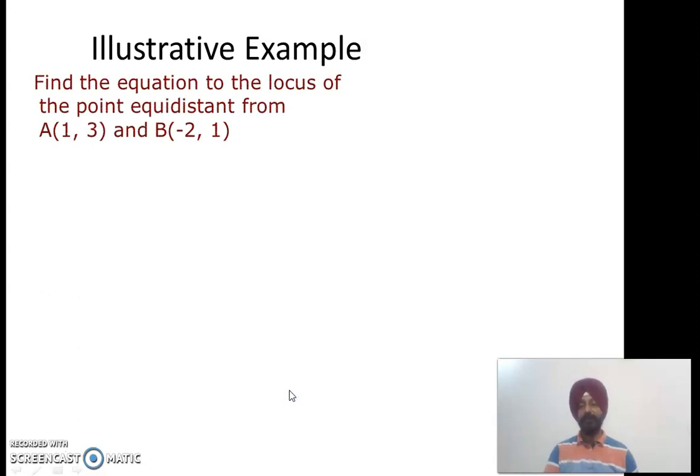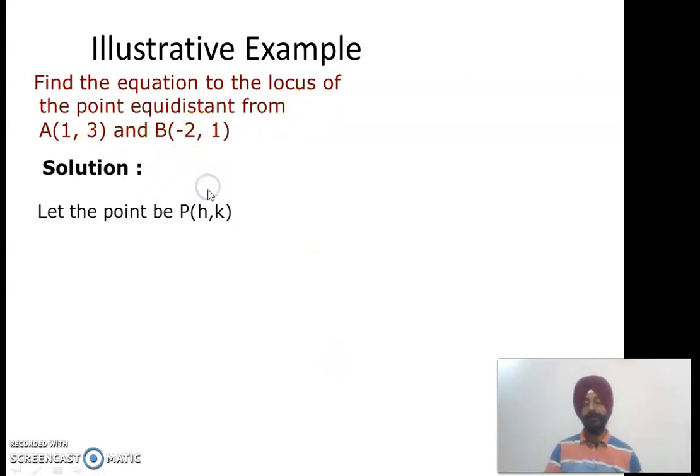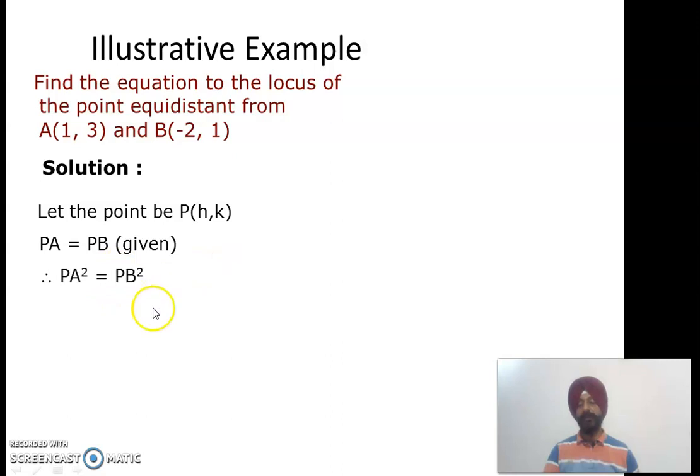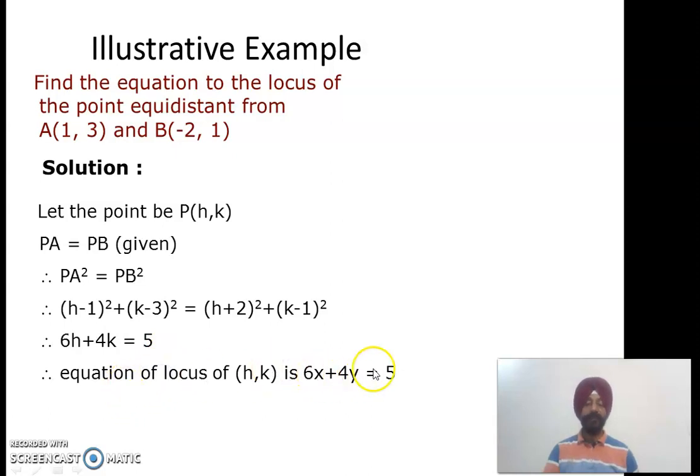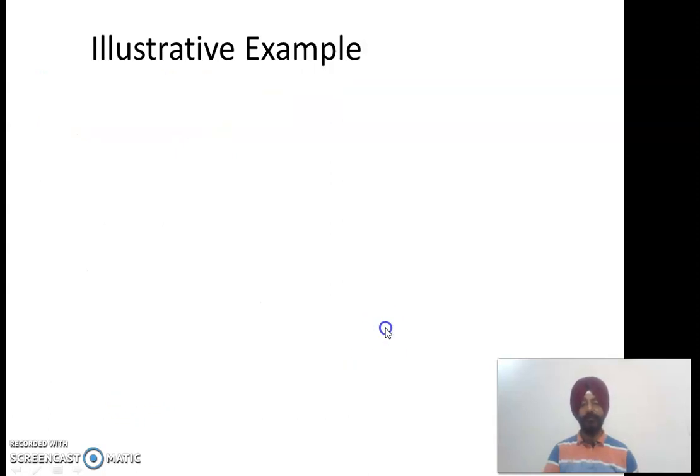Find the equation of the locus of a point equidistant from A and B. Solution: let P(h, k) be any point. Then PA is equal to PB, given, so PA square is equal to PB square. We apply the distance formula, then we get 6h plus 4k is equal to 5, so the locus is 6x plus 4y is equal to 5.